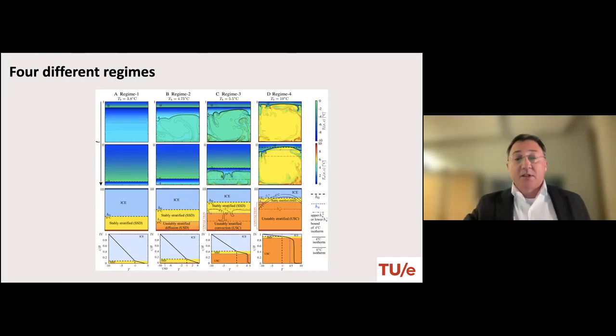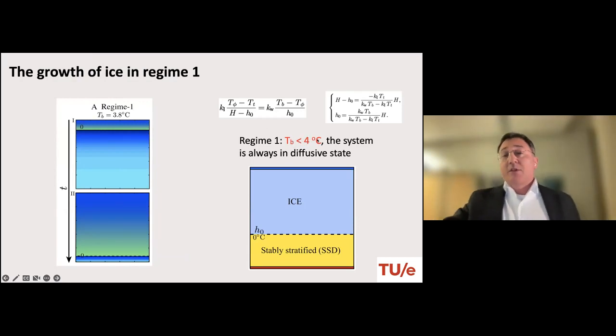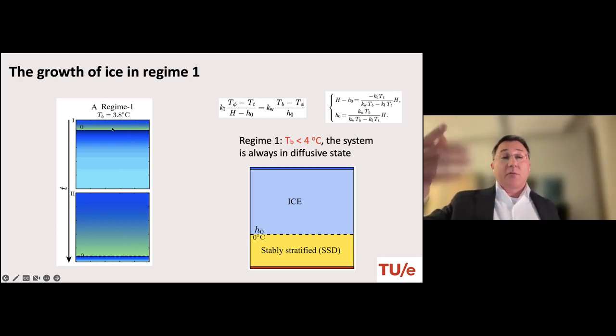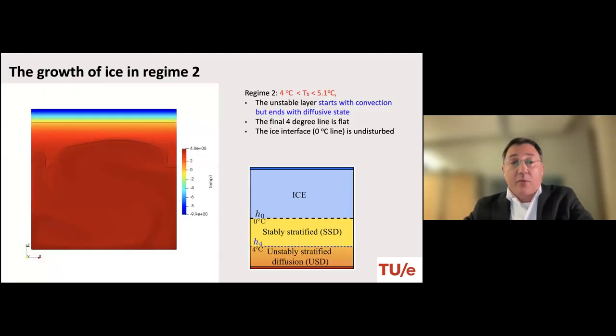And so indeed, we find 4 different regimes. They are summarized in this slide here, but I will now walk you through them one by one. So there is regime 1. Regime 1 is where the bottom temperature is smaller than 4 degrees. Then you remain only with the stably stratified layer at the bottom. And you see here a snapshot as a time evolution. The ice position was here in the beginning, and then at the end, it is in this other position. And you have a linear profile of temperature, both inside the ice as well as in the water. So this is really the classical one-dimensional Stefan problem.